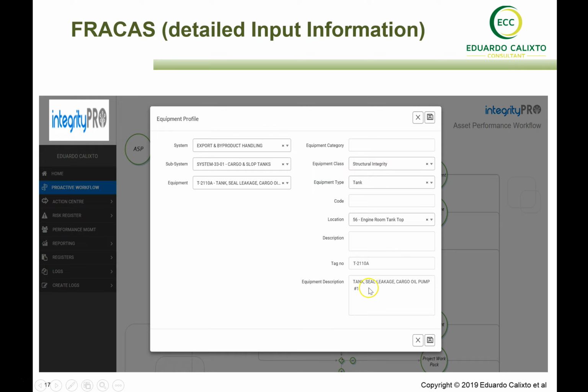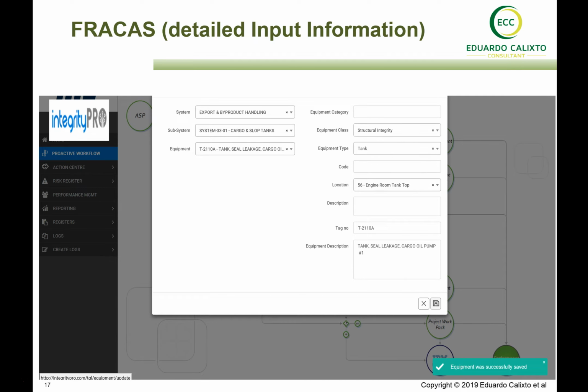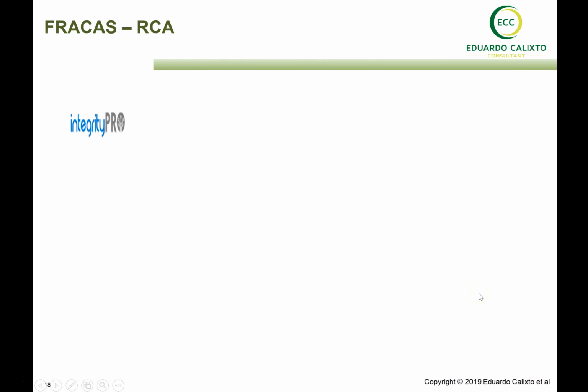So here is a case of tank seal leakage in a pump. It's a pump here that has some leakage. So when you're doing the FRACAS, in the end, we also need to complete this template to have a clear idea about which equipment it is. And whenever we save such information, it is automatically in the system.